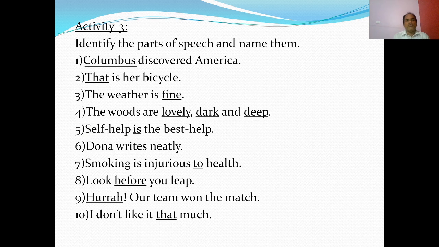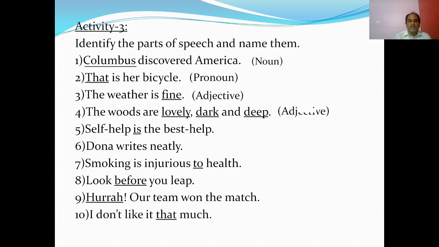Okay. So let us do the activity. Identify the parts of the sentence and name them. Columbus discovered America. You see, Columbus is the noun, the naming word. That is her bicycle. Here, her is the pronoun because it's the noun replacer. Okay. The weather is fine. Fine is here the adjective, noun qualifier. Qualifier of the noun weather. The woods are lovely, dark and deep. Here lovely, dark and deep are the adjectives because they are the qualifiers of the woods.